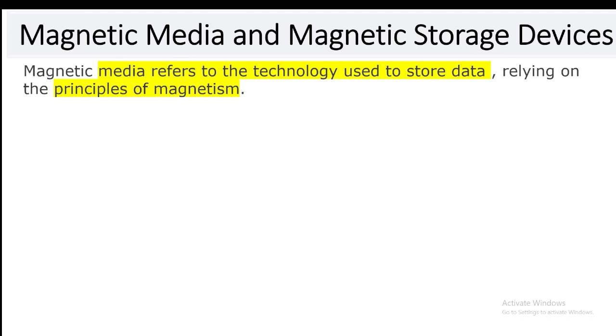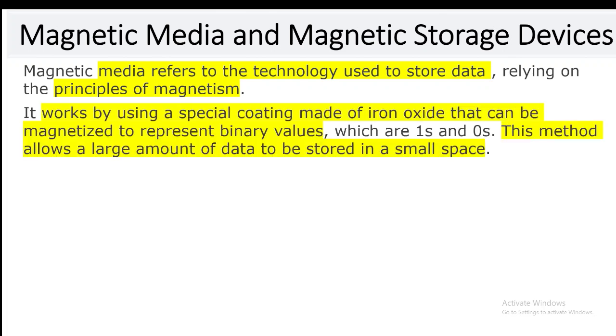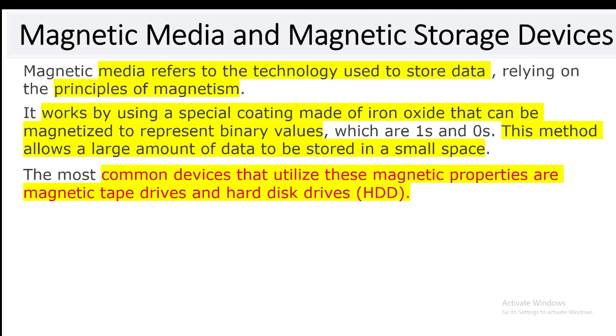Now we want to talk about magnetic media. When we talk about magnetic media, we are basically referring to a technology that makes use of the principle of magnetism to store data. It works by using a special coating made of iron oxide that can be magnetized to represent binary values, and by this we mean ones and zeros. These methods allow a large amount of data to be stored in a very small space. The most common devices that utilize these magnetic properties are the magnetic tape drive and the hard disk drive.